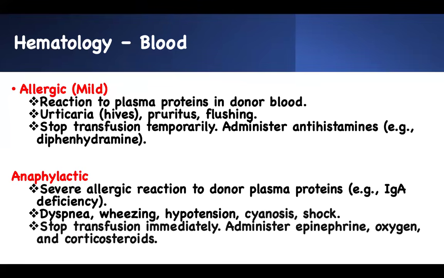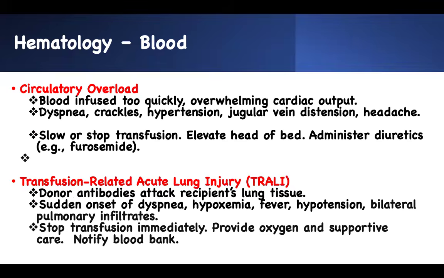There can be an allergic reaction. It's different from anaphylactic. It's a reaction to plasma in the blood. You can have an allergy, and usually they will show some flushing, urticaria. Stop it temporarily and give the antihistamine. It's different from anaphylactic, where there's shock. It's an allergic reaction to donor plasma, and you're going to have wheezing, hypotension, cyanosis, and shock. That is different from a mild allergy. So with anaphylactic shock from it, you stop it, keep the airway open, and give epinephrine, oxygen, and steroids.